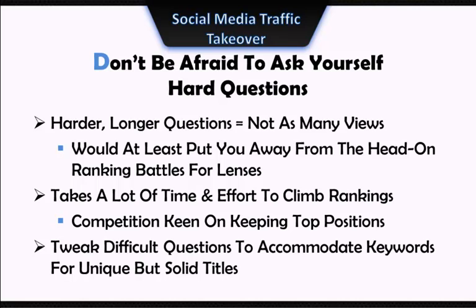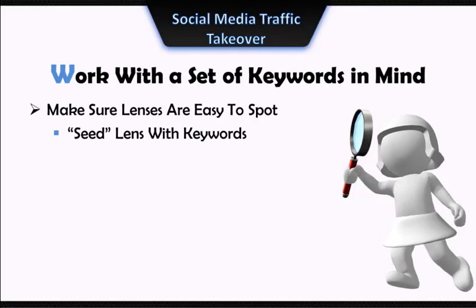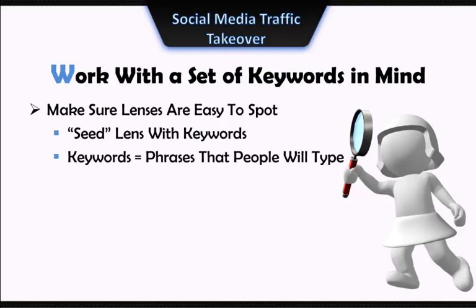Work with a set of keywords in mind. Most people find information on Squidoo primarily by search engines, which is why you have to make sure that your own lenses are easy to spot by search engines. The easiest, least technical, and least risky way to do this is to simply seed your lens with keywords. These keywords are the most likely phrases that people will type into search engines in order to find results related to what you have to say or sell.